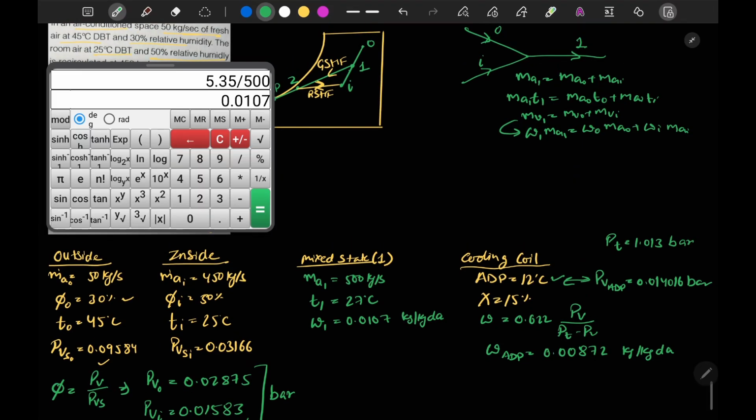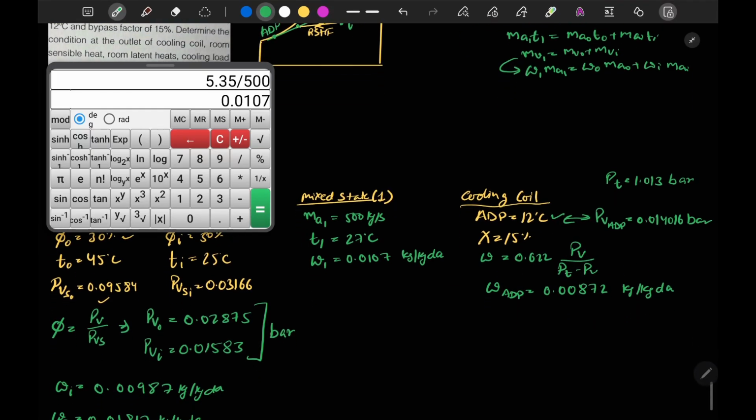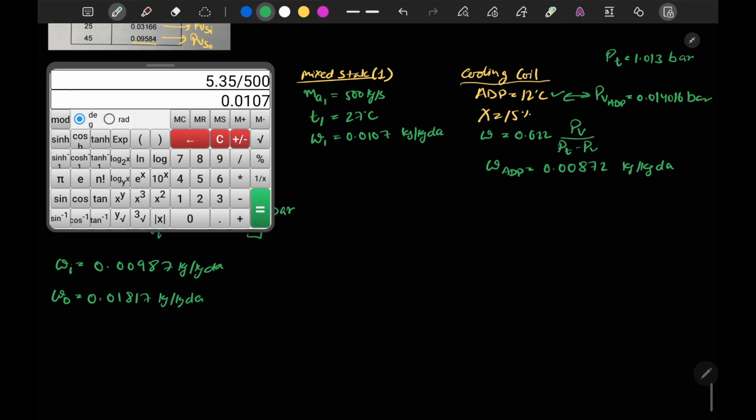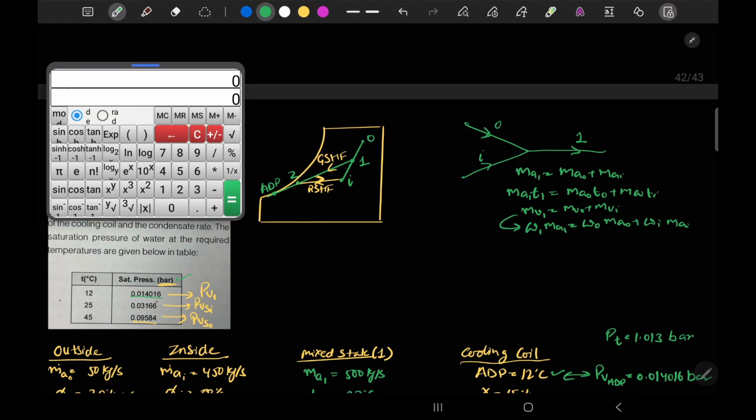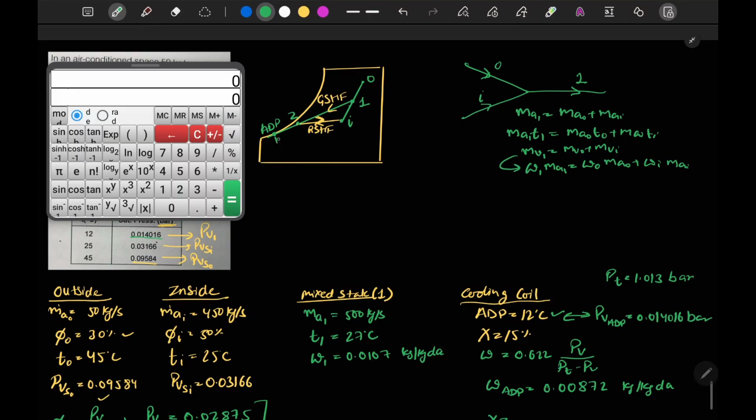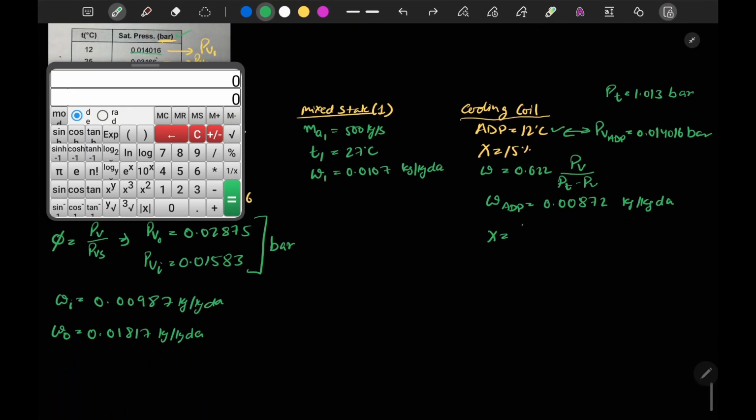Now we have obtained the temperature, mass flow rate, and omega at point 1. To calculate these values at 2, we have been provided the coil bypass factor. Bypass factor is equal to loss upon maximum available. In this figure, this here is the loss and the total available is T1 minus ADP. So loss is T2 minus ADP upon T1 minus ADP.